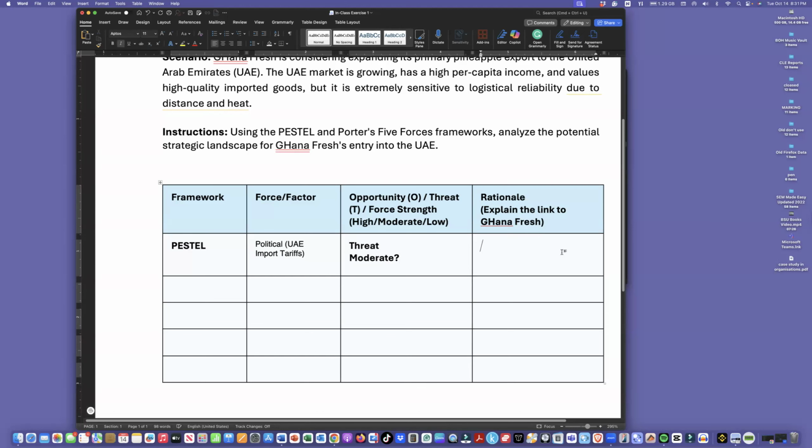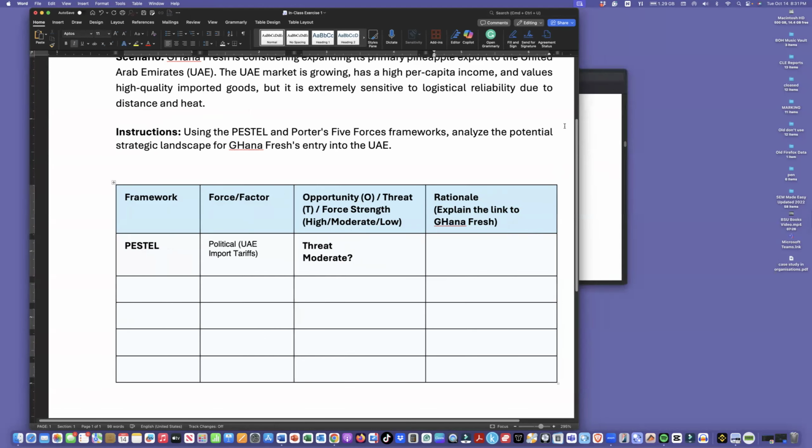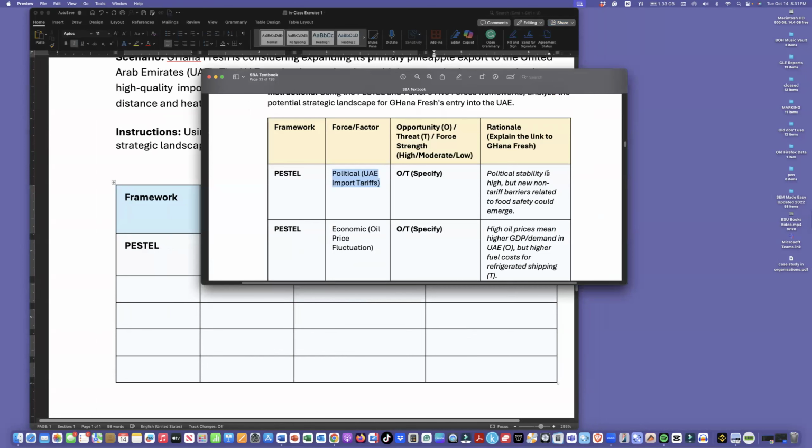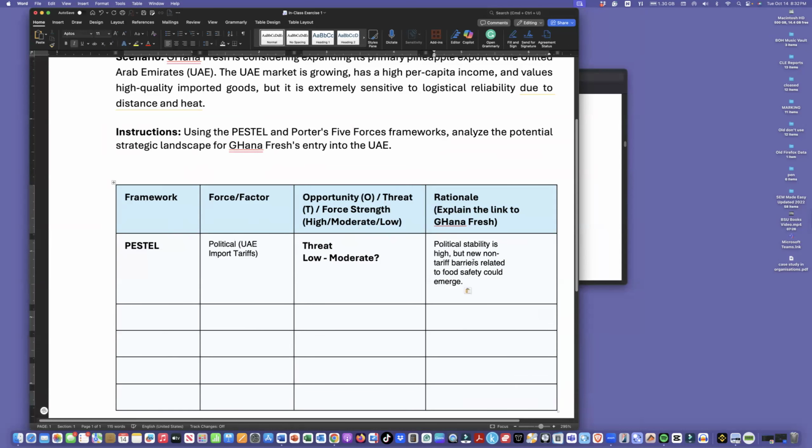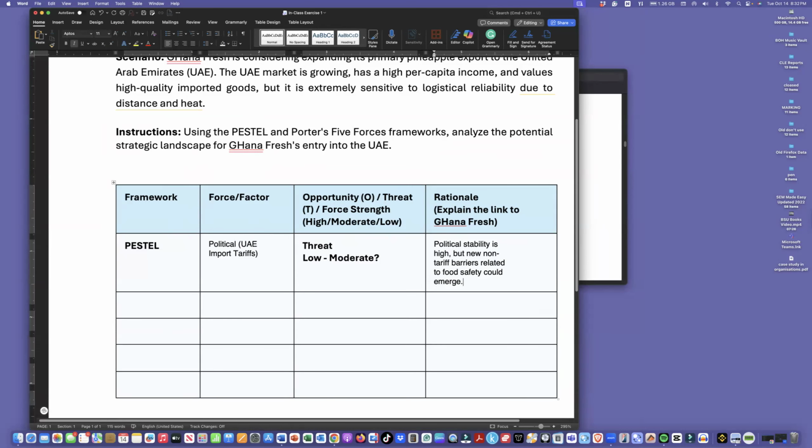Now, why do you say the threat is going to be high? My answer was that political stability is high, but new non-tariff barriers related to food safety could emerge. That's why I'm choosing moderate, or even sometimes low to moderate, because we know that Dubai is stable. It's not like an African country. So we are sure that when the tariffs are given to us, it's going to be the same tariffs that we'll pay for some time. It's not like a volatile tariff. Do you understand me? Yes, sir.